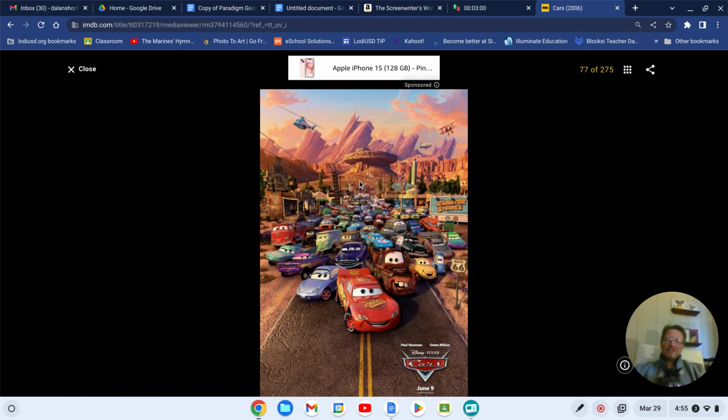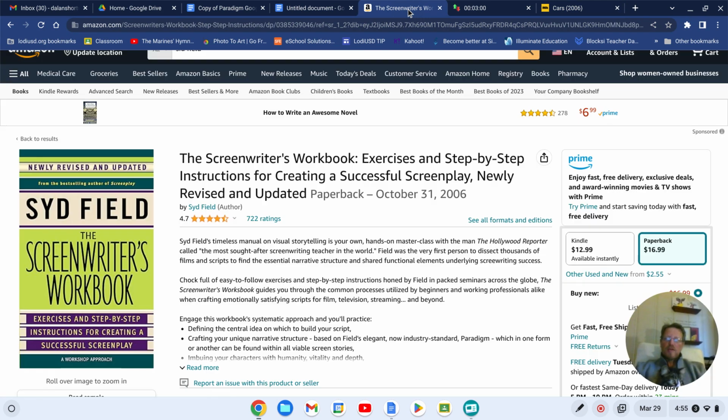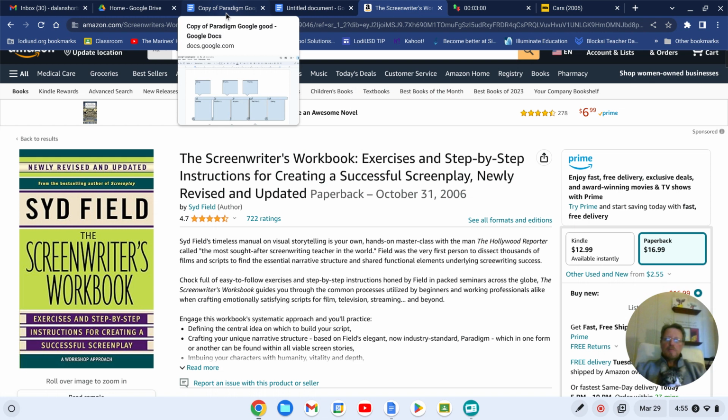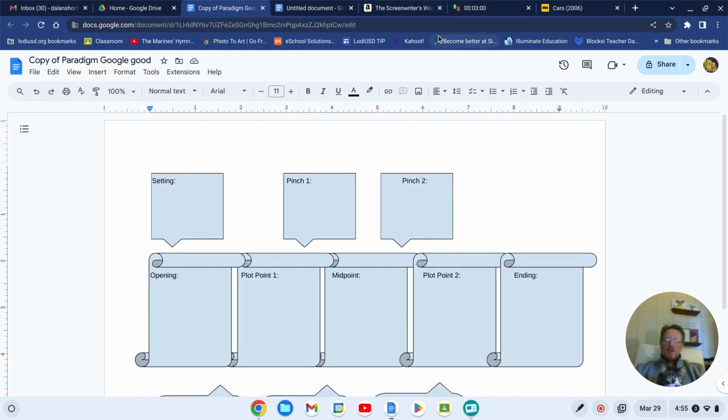Last time I was talking about tools for writing and how to structure a story, and I'm borrowing from Sid Field's Screenwriter's Workbook. I'm taking his paradigm, and using the paradigm, we will place the elements of a story. If you can't fill out the paradigm, if you don't have all the elements of the story, you don't have a story.